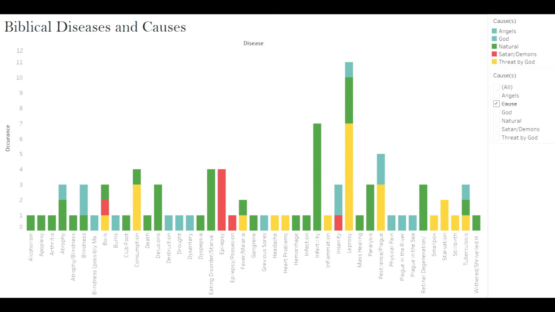When we look at the distribution of the causes of disease between the New Testament and the Old Testament, we see that the majority of cases involve natural diseases. In the Old Testament, we see more diseases being considered threats by God. In the New Testament, we see more cases of diseases being caused by angels, and then Satan and his demons.